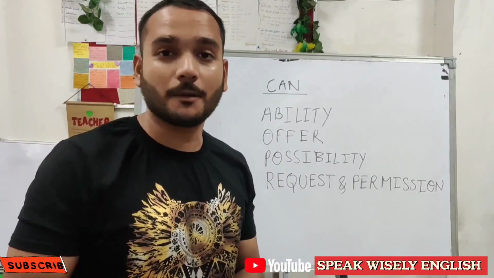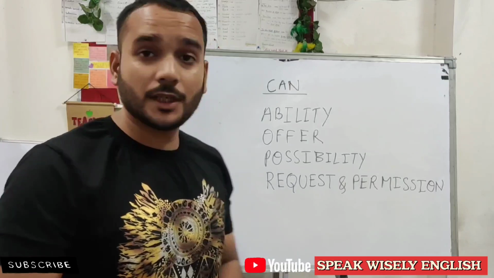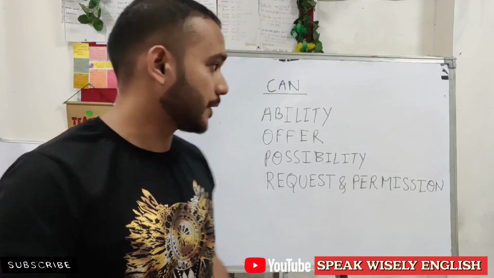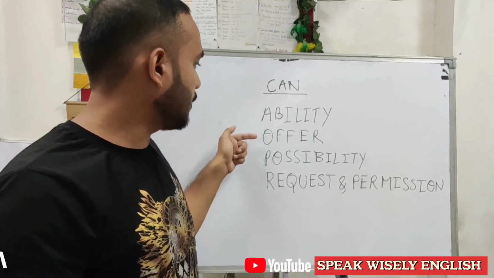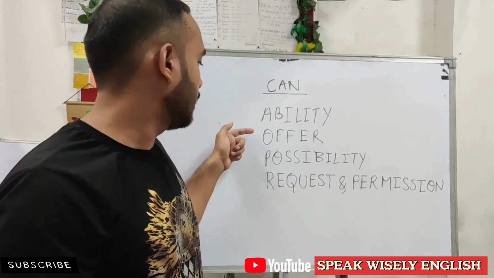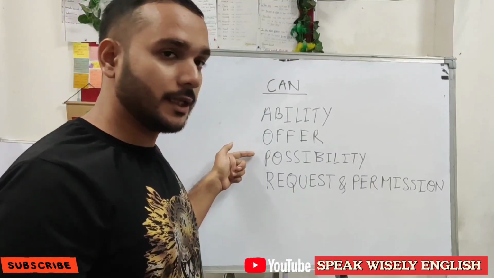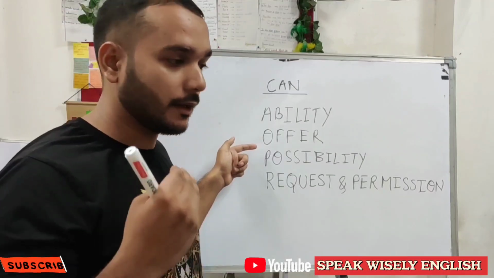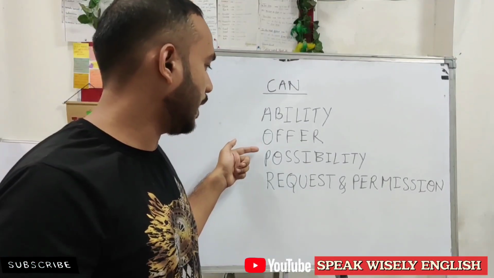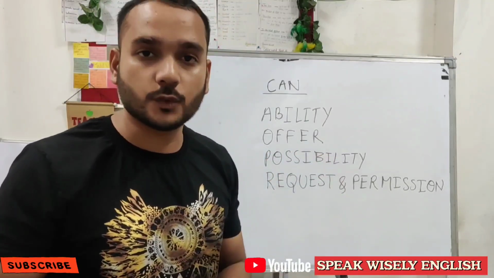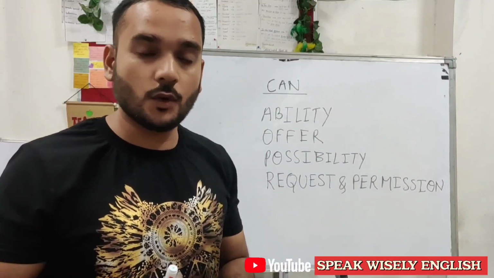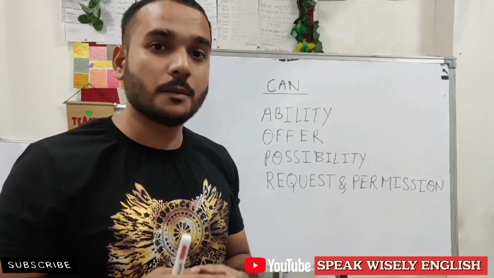In today's video, we're going to talk about "can." There are many uses of can in the English language. The first use of can is for showing ability. Another use is for offering something. And now we have possibilities. When we want to show any kind of possibility in a sentence, we use can. And we use can for request and permission as well. So let's go and talk about can briefly.